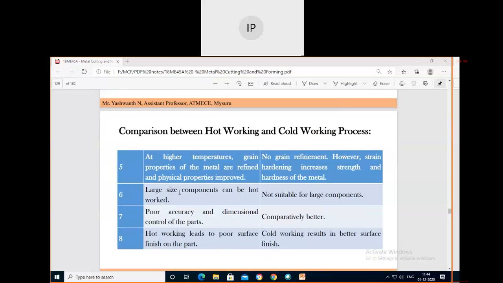If we see the fifth one, at higher temperature, the grain properties of the metal are refined and physical properties are improved because of heating the workpiece. Here in cold working, there is no grain refinement, however, strain hardening increases the strength and hardness of the metal. The extra effect required to increase the strength and hardness, we call the strain hardening effect. Large size components cannot be cold worked, but with the help of hot working, large components can be handled.